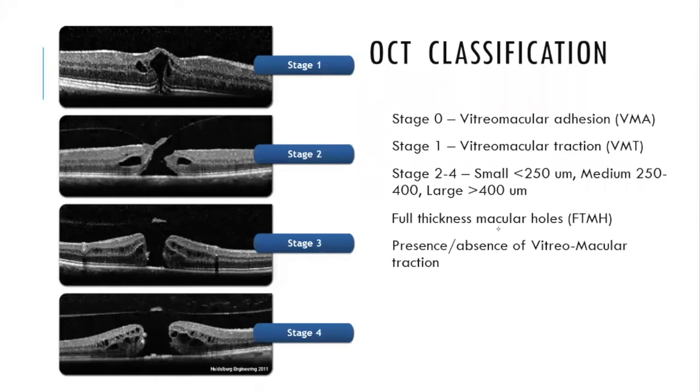So putting them both together, if we use the International Vitreomacular Study Group, stage 0 is vitreomacular adhesion, so there is no pulling, no morphological changes of the retina. In stage 1, there's vitreomacular traction, and between stages 2 and 4, that's the grading for your macular hole. In that study group, they defined small as less than 250, medium between 250 and 400, and large more than 400. These are all full thickness macular holes with or without the presence of vitreomacular traction.